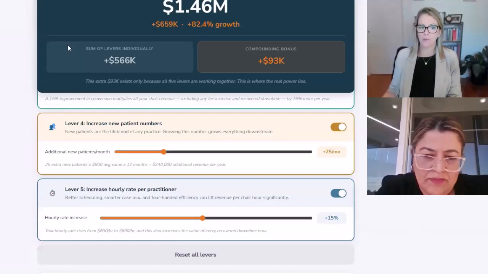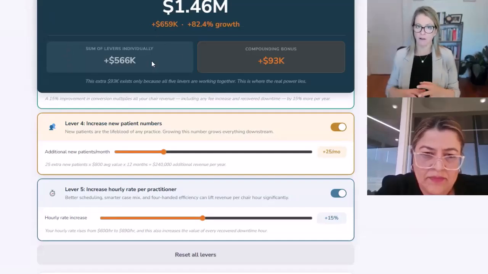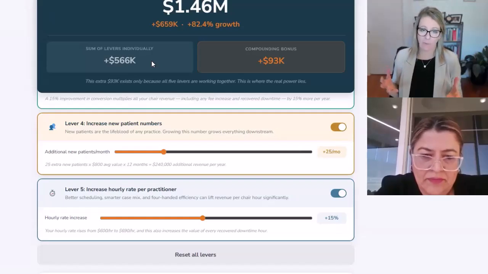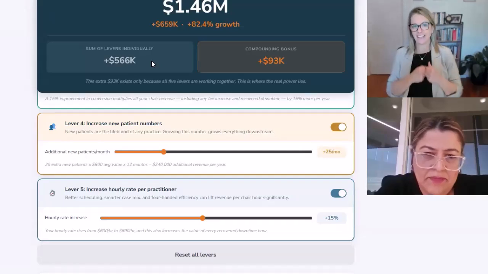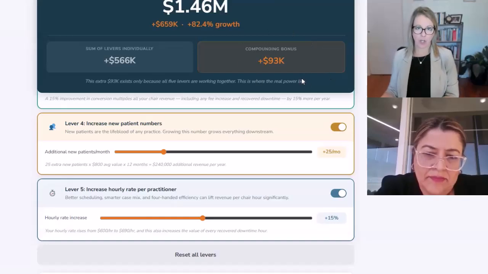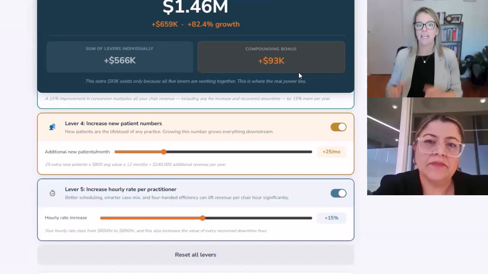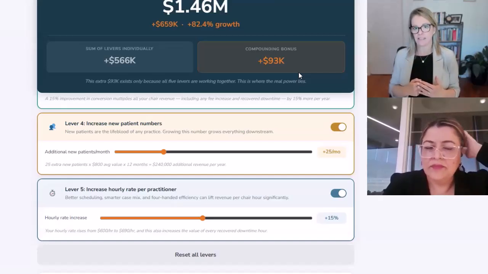Then up the top here, you will see the sum of all of those levers being pulled is actually a whopping $500,000. Just magnificent how wonderful this kind of thing can be. But if you pull them all together at the same time, then you can actually have a compounding bonus of $93,000 and an additional $100,000 yearly just because you're pulling them all at the same time.